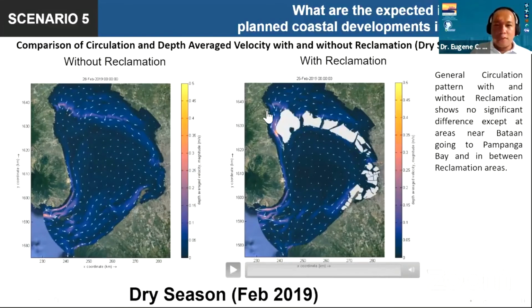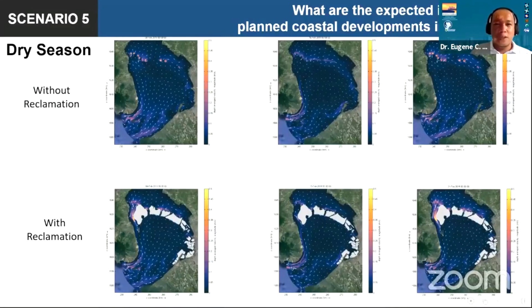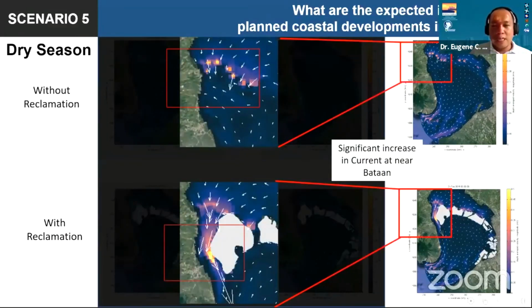And so at the confluence, at the restricted channels formed because of these large developments, we can expect changes in the water movement. Okay, so these are just snapshots, comparing the without and the with reclamation scenario. I think we can look into more detail here, where in specific locations there's a significant increase in current. Okay, so take note, these currents are depth average current. So we can see that there's an increase now when there is an obstruction because of the reclamation.